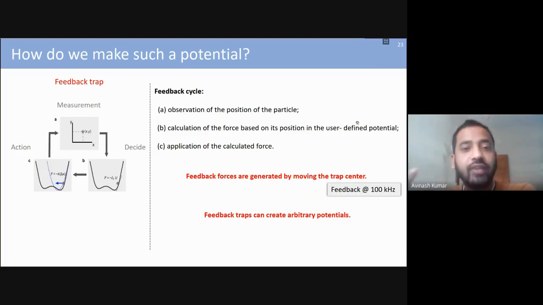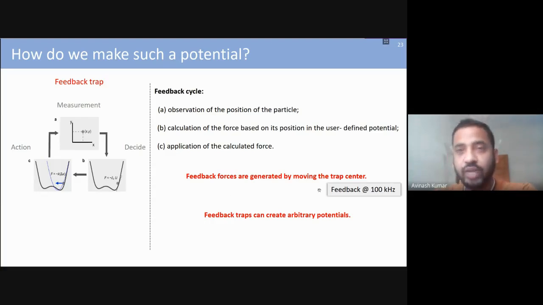A feedback trap includes mainly three steps. First, you observe the position of a particle using a detector or a camera, whatever you want, and then you calculate a force based on its position and also based on the potential that you want to impose. And then, once you get the force, you just have to apply that force. So the third process is the application of that force. It does not matter what is the source of this force. What matters is you need to be able to apply a force. And in our case, we used an optical trap to apply these kinds of forces.